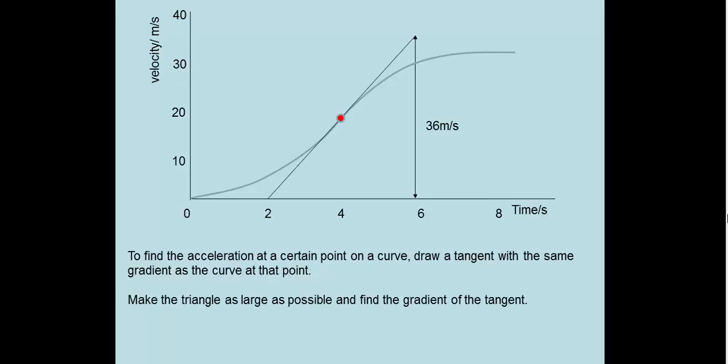So we have a change in velocity of 36 meters per second in a time of 4 seconds. This gives an acceleration of 36 over 4, which is 9 meters per second squared.